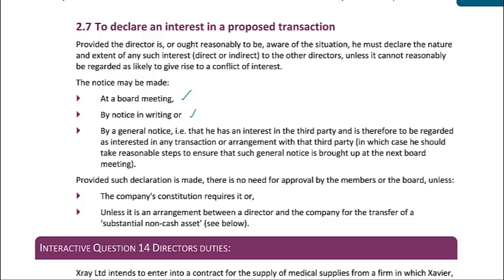And if he does that, we don't need approval, it's just the fact that he's disclosed it is sufficient. Then he can carry on with his proposed transaction. The only exception to that is if the company's constitution requires something more, or if the transaction trips into the substantial transaction rules, which we'll see later on, where statute requires something more to be done.